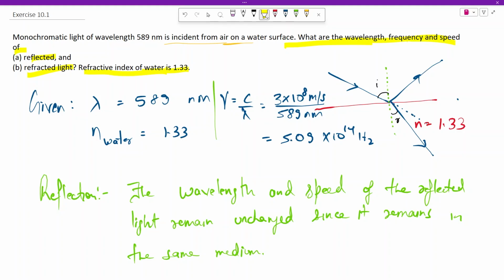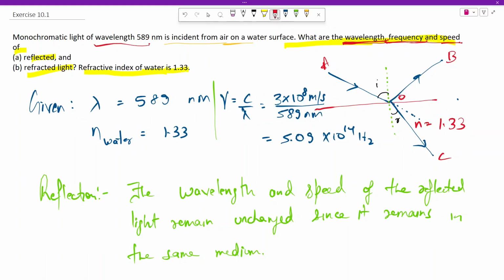Now we see here that a ray AO is incident on a water surface, the water and air interface, and partly the ray is reflected as OB, and partly the ray is refracted as OC. We have to find out the wavelength, the frequency, and the speed of the reflected ray. And we have to find out all these three quantities for the refracted ray as well.